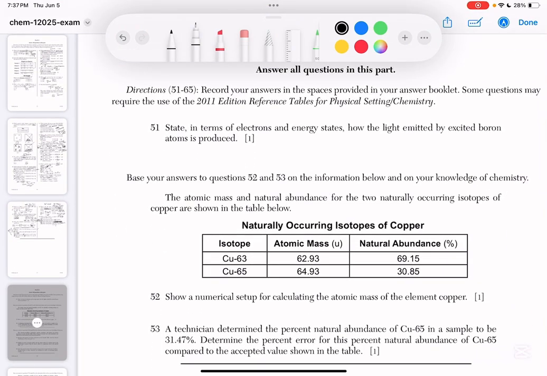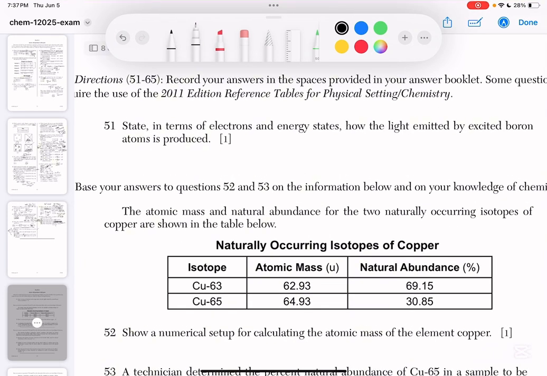Okay, FRQ section, yay! How light is emitted, okay. Wait, I think I talked about this earlier. This is so fun.